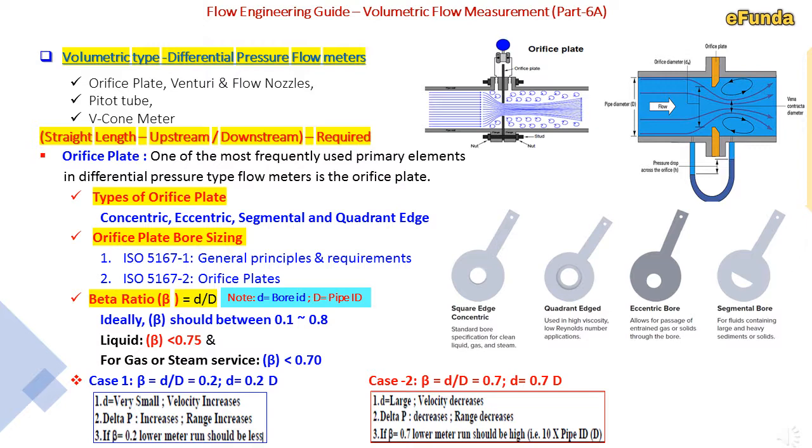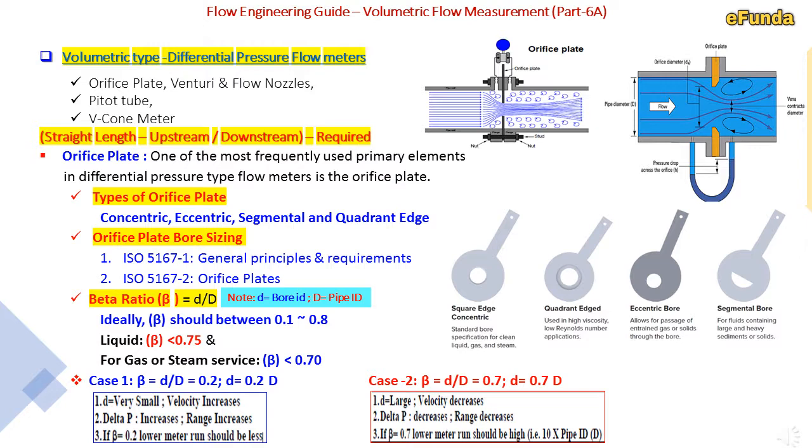Now we will see the cases. When small d is very small, that means velocity increases. Delta p increases, that means range increases. If the beta ratio is 0.2, a lower meter run is required, that is, it should be less.